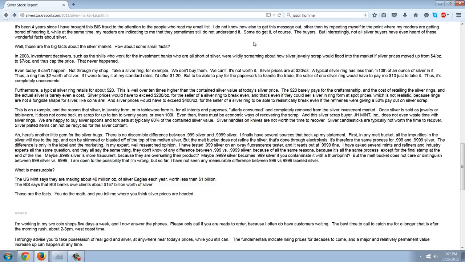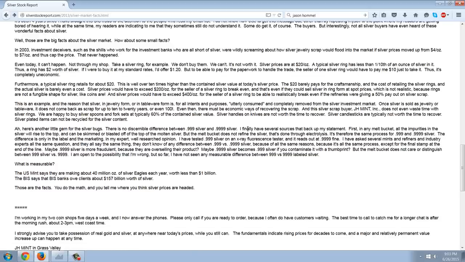Silver prices would have to exceed $200 an ounce for the seller of a silver ring to break even, and that's even if they could sell silver in ring form at spot prices, which is not realistic because rings are not a fungible shape for silver like coins are. And silver prices would have to exceed $400 an ounce for the seller of a silver ring to be able to realistically break even if their findings were giving a 50% payout on silver scrap.